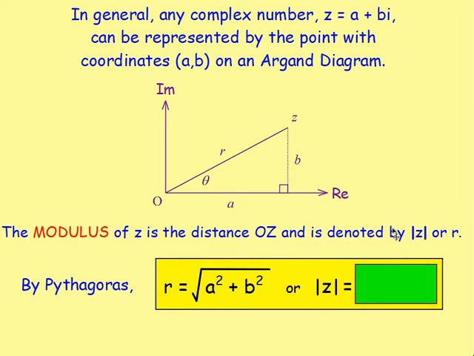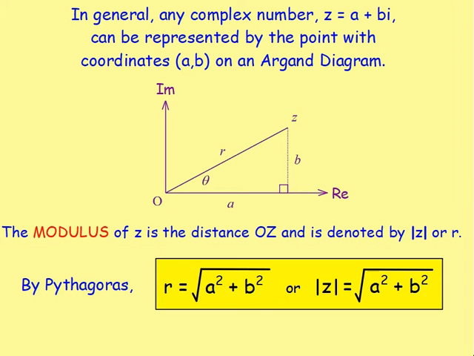Or you could write down the modulus of z, so z with the modulus lines either side, and that's still going to be the square root of a squared plus b squared. So this is how you find the modulus of z. Again, the distance going from the origin up to the point that would be represented if you plotted that real part and imaginary part. That's the modulus.